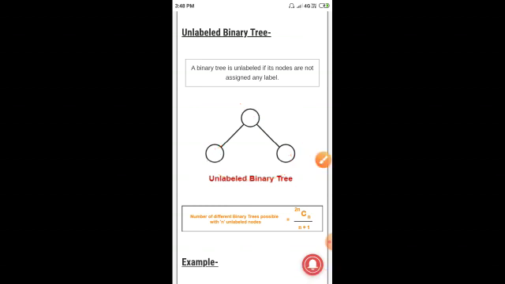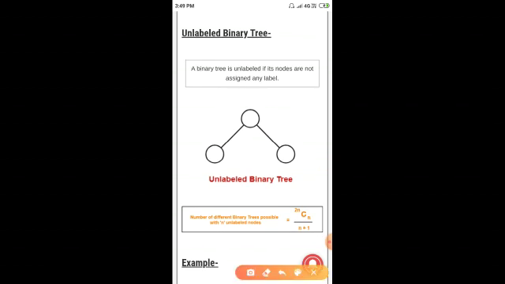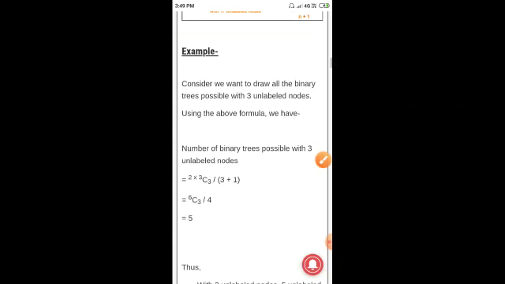The number of different binary trees possible with n unlabeled nodes: by using this, how many binary trees is it possible to draw? Here the formula is 2n C n divided by n plus 1. By using this we can find the number of different binary trees that we can form using unlabeled nodes. So we'll take an example.